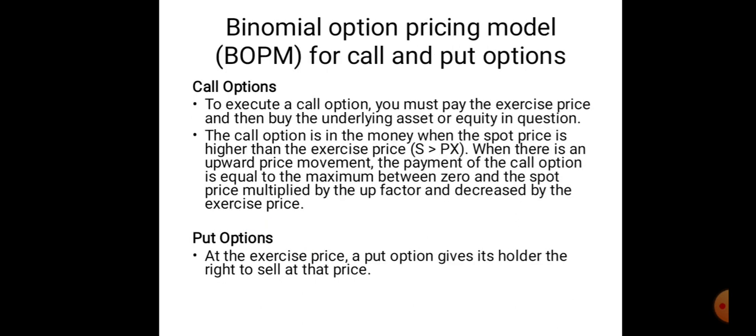Next is the binomial option pricing model for call and put options, and how it varies. For call options, to execute a call option, you must pay the exercise price and then buy the underlying asset or equity in question.